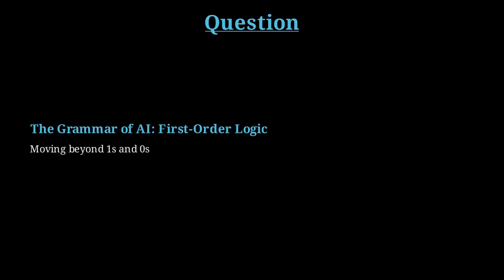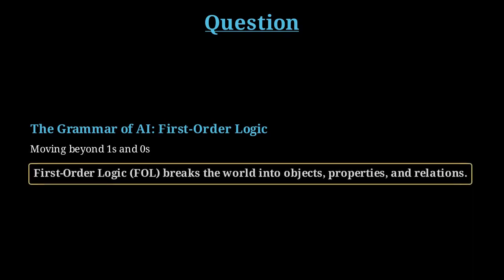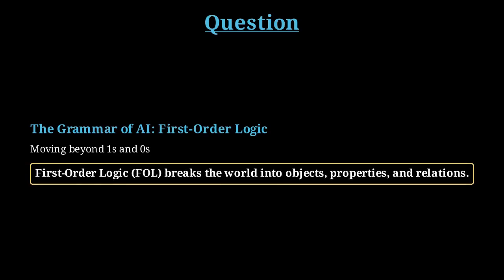When we teach artificial intelligence to reason about the real world, we need a language more expressive than simple zeros and ones. Welcome to first-order logic, or FOL. Think of FOL as the foundational grammar of symbolic AI. While basic propositional logic only deals with simple, rigid facts, first-order logic lets AI break the world down into objects, their properties, and how they relate to one another. Today, we will explore its building blocks.